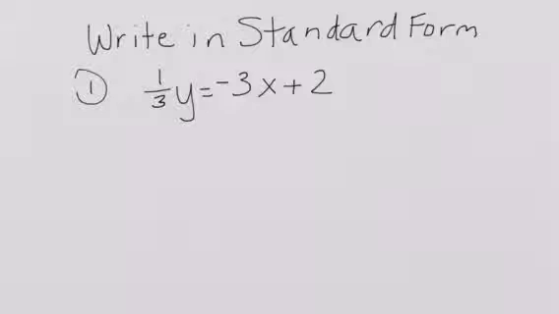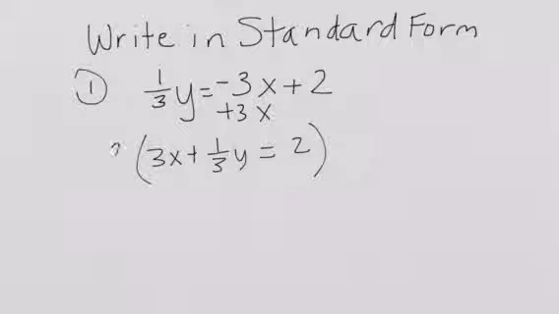So the first thing that we're going to be doing is making sure that we have it in the correct order. So we're going to go ahead and zero pair our 3x, put 3x plus 1/3 y is equal to 2. Is the x term first? It is. Is it positive? It is. Is it an integer? It is. Is the y term second? It is. Is it an integer? It's not. So we're going to need to multiply everything by 3. So this is going to become 6x plus y is equal to 6.